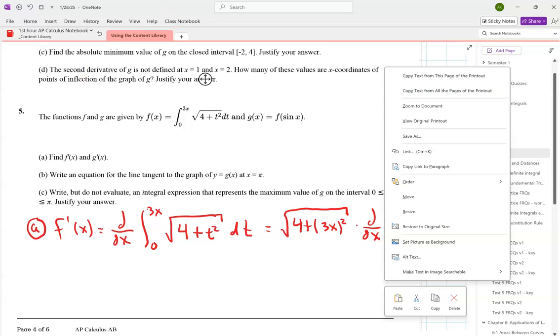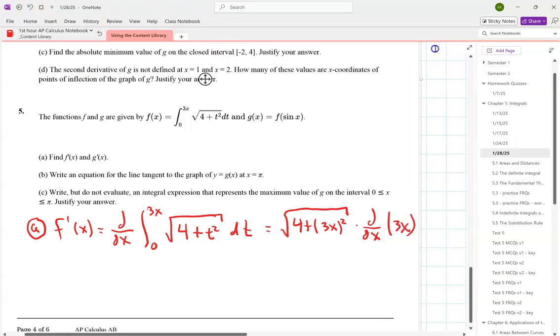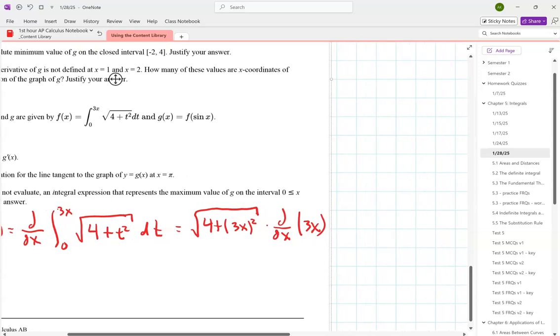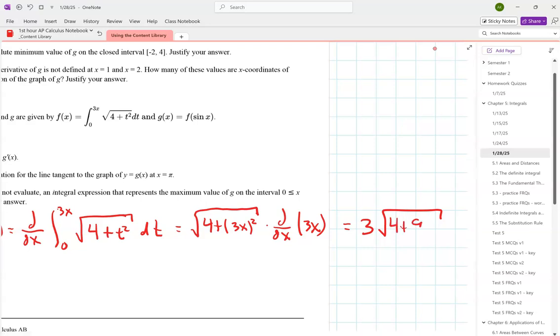Oops, come on now. I'm just trying to move over. So I'm going to get the derivative of 3x, which is just 3, and then I have the square root of 4 plus 9x squared. Does that feel good there?